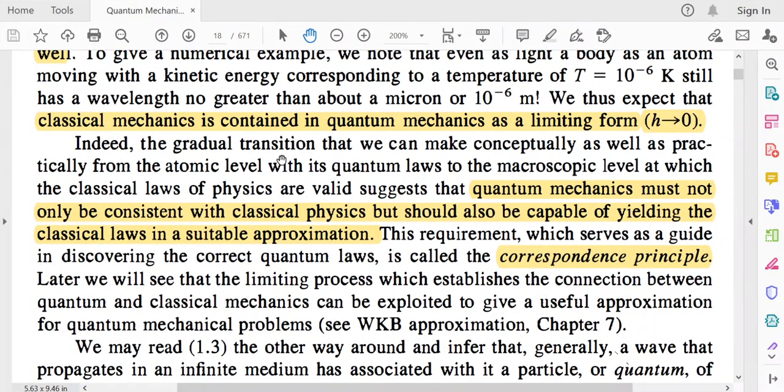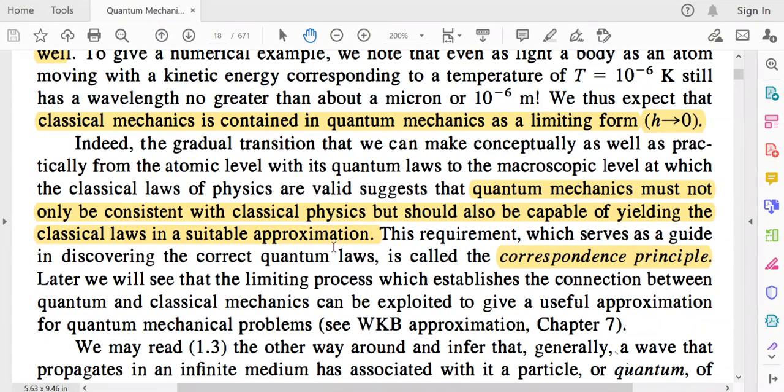Indeed, the gradual transition that we can make conceptually as well as practically from the atomic level with its quantum laws to the macroscopic level at which the classical laws of physics are valid suggests that quantum mechanics must not only be consistent with classical physics but should also be capable of yielding the classical laws in a suitable approximation.